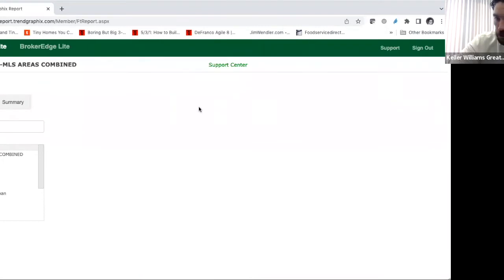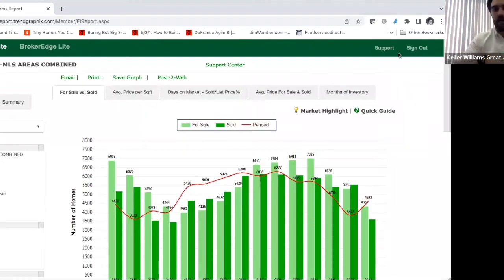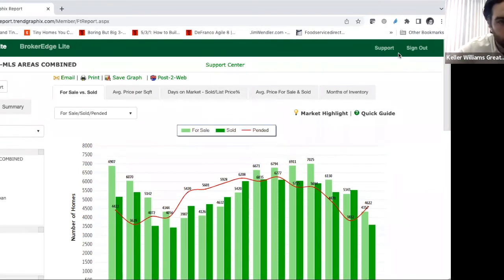But what I'm going to do is give you a tour of this tool and then show you a little bit of how you might be able to leverage it for listing appointments more than anything. But also if you are struggling to get your buyers to do the right thing when they have an opportunity on a home, they'll then be in a position to maybe better understand what sort of market they're in.